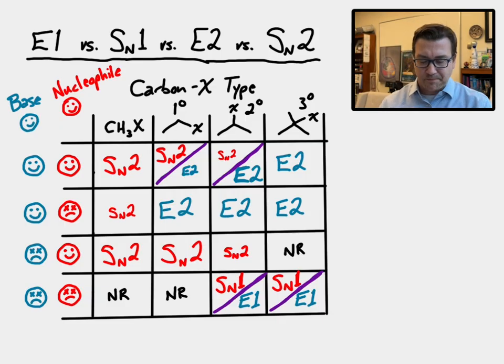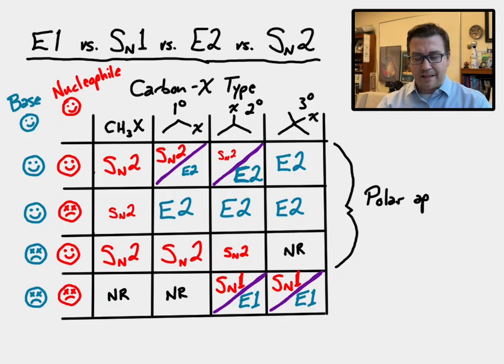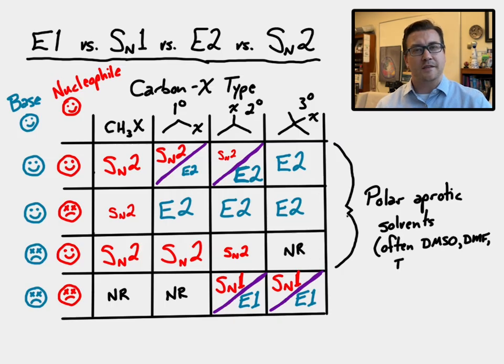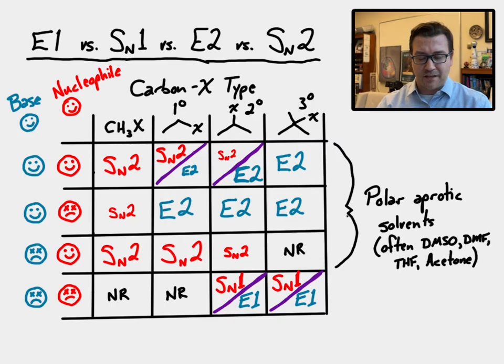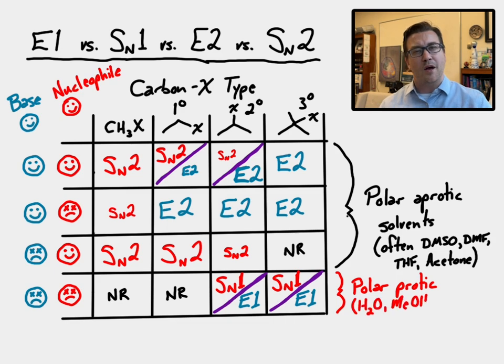Something I'll highlight is that these top three rows are all the conditions you would look for in a reaction. They're typically going to be done in polar aprotic solvents, often DMSO, DMF, THF, or acetone. We've talked about that in a previous video. And this very last row here, these are going to be polar protic solvents like water or methanol, and they are often done under heated conditions.